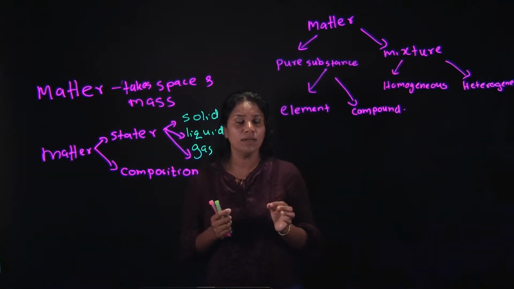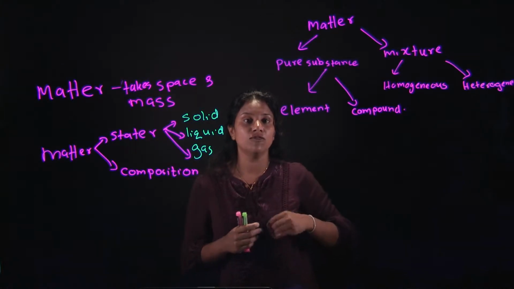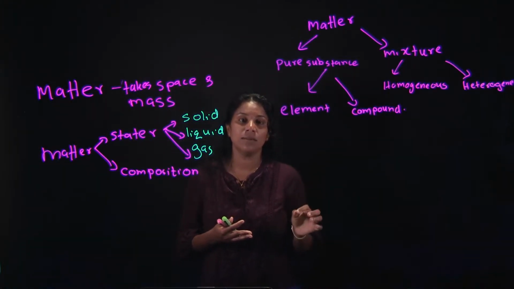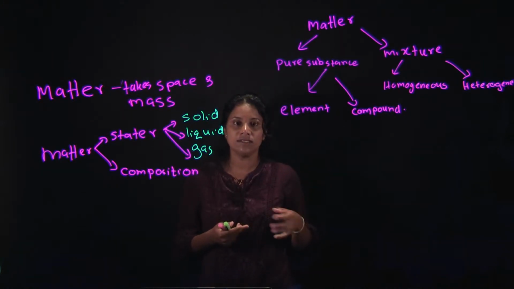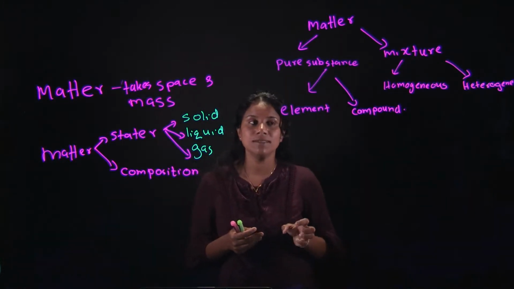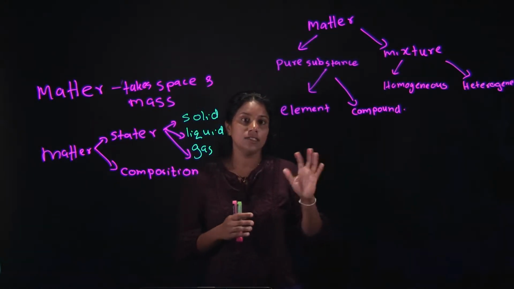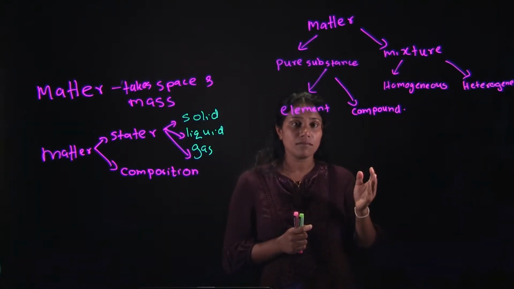Compound. A compound is anything that is made out of more than one element. H2O is a compound. It's a pure substance, right? If you take pure water, it's a pure substance, but you can break it down into hydrogen and oxygen. So that is a compound.